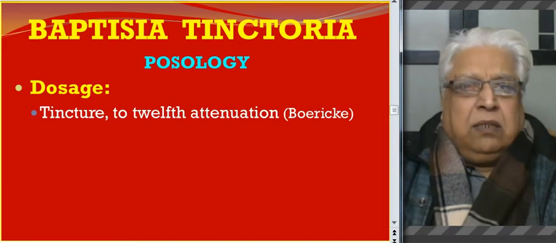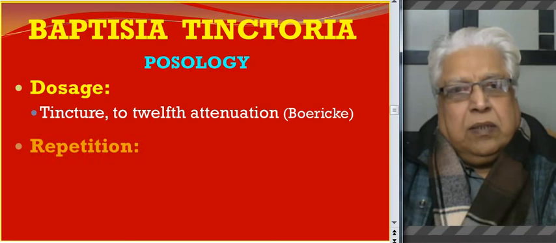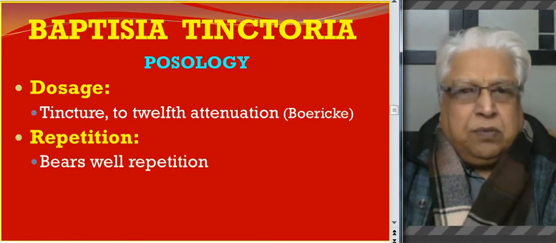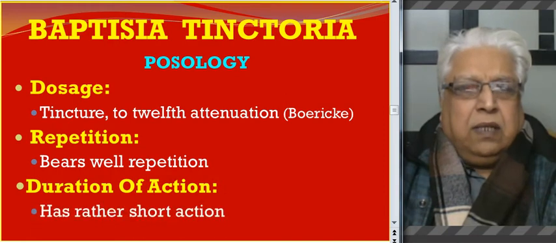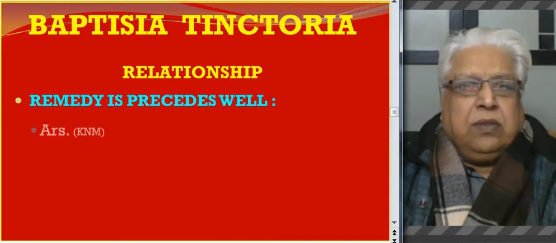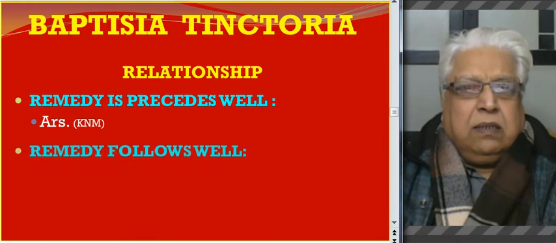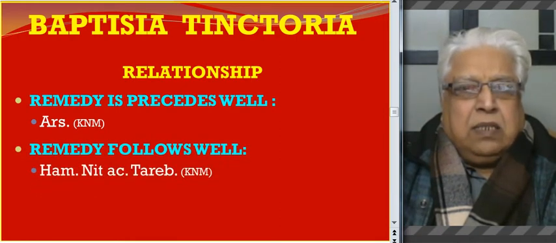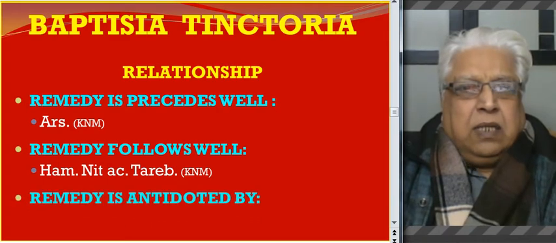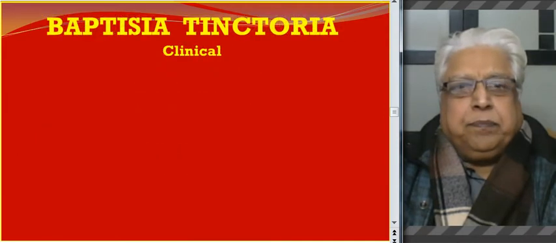Doses: tincture to 12th potency is suggested by Boericke. It bears repetition well, and has rather short duration of action. Relationship: remedy is preceded well by arsenic. Remedy follows well by hamamelis, nitric acid, terebinth. Remedy is antidoted by phytolacca and sanguinaria.